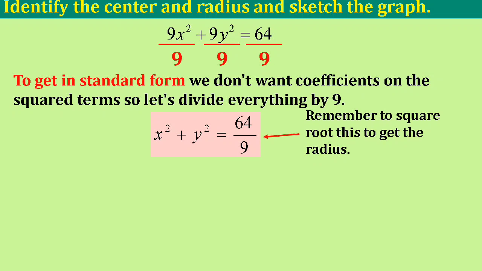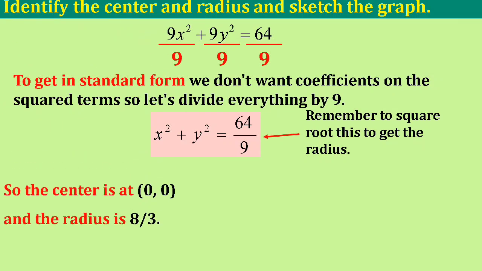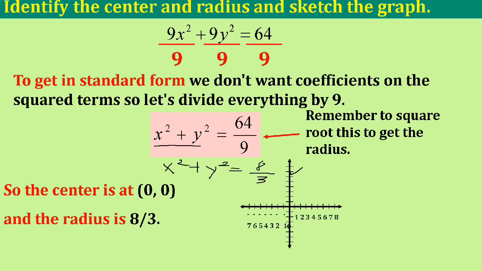So remember to get the square root of 64 over 9 to get the radius. So here we have come up with x squared plus y squared is equal to (8 over 3) squared. So from there, the center is 0, 0. Okay, that is from x squared plus y squared, and the radius is 8 over 3. Of course, don't forget to sketch the graph once we are done identifying the center and the radius of the circle.